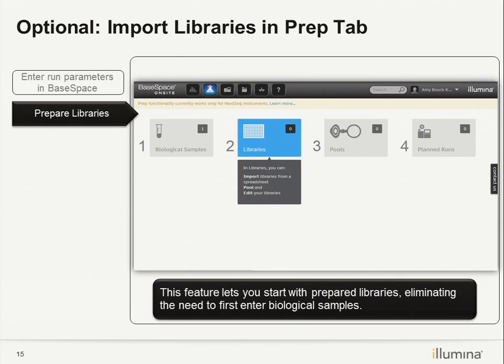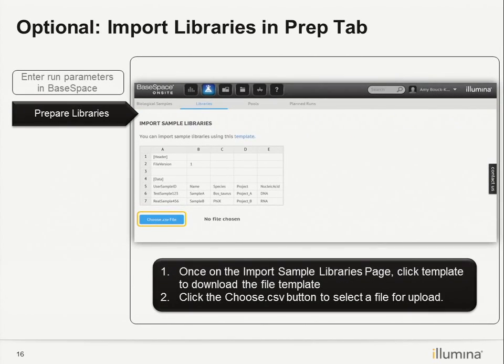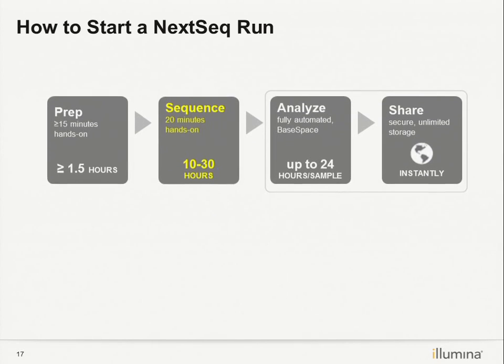So you can also import your libraries. Say, for example, I have 100 samples, 100 libraries. Do I need to enter each sample in the biological sample step, one by one? That's quite tedious. So if you have lots of samples, you can actually import from a template. You can download the template, enter all those sequence and sample names, and then import all of them from the template. Okay.